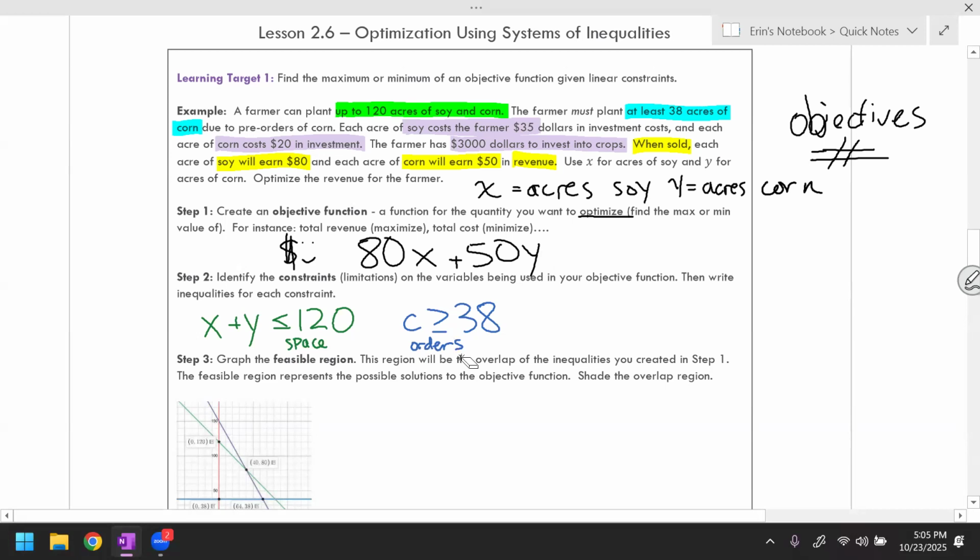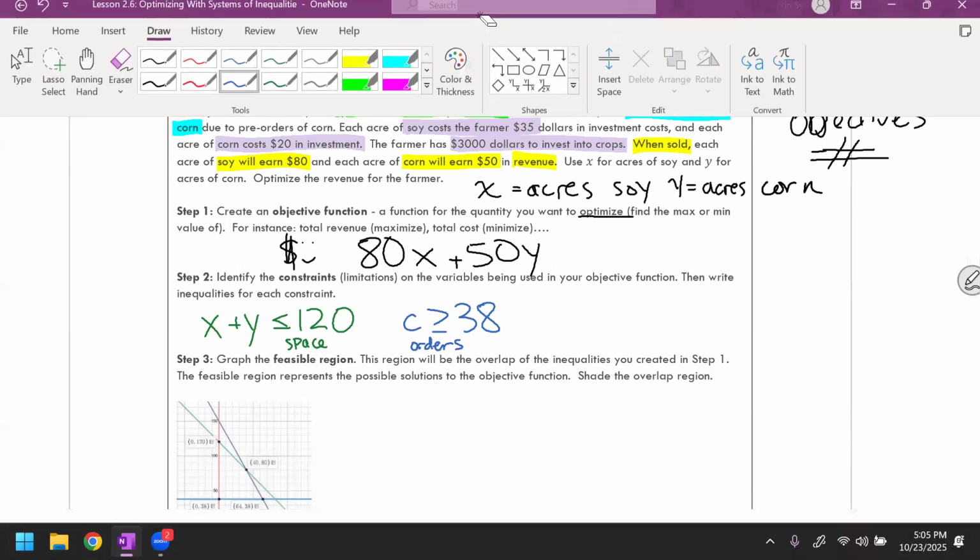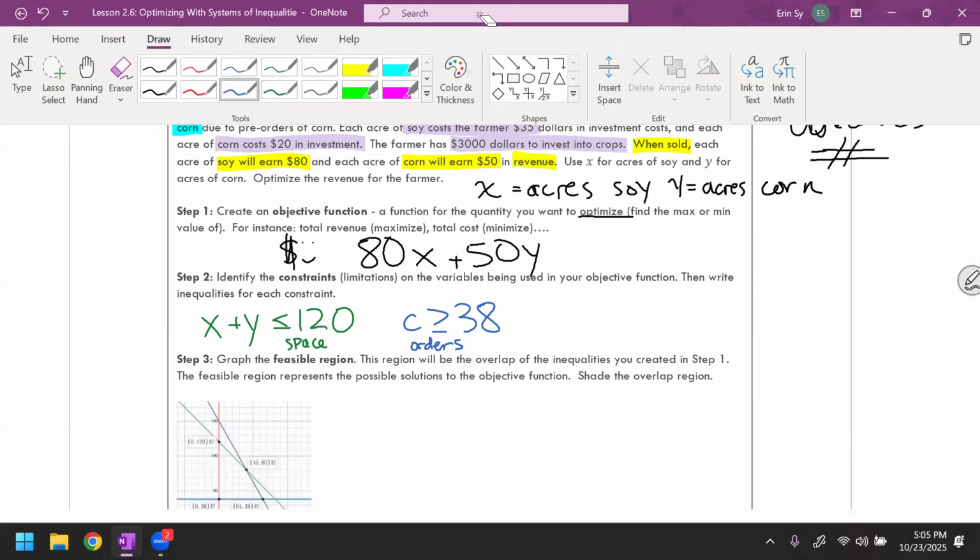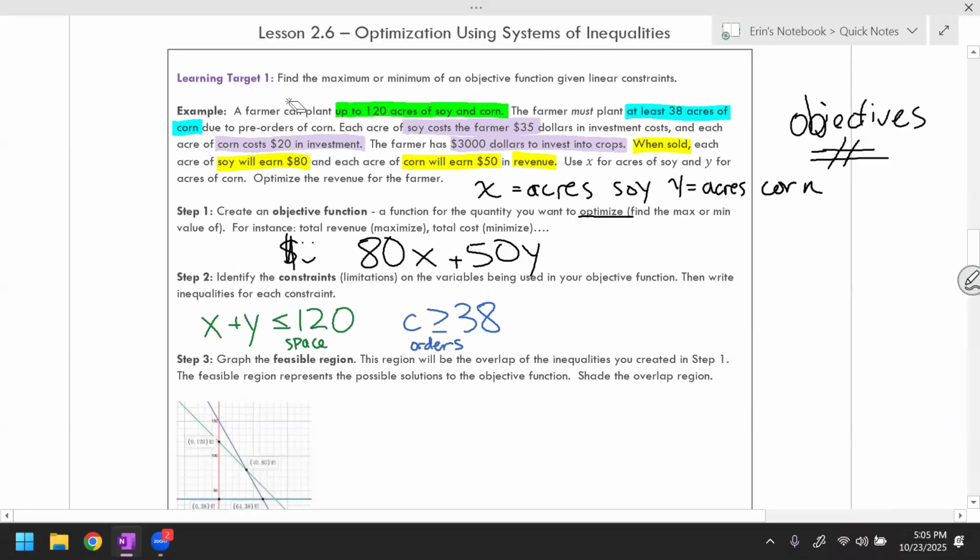And then finally, every acre of soy costs 35, every acre of corn costs 20, and I only have $3,000 of investment capital to spend. Don't confuse these expenses with revenue. So the amount I pay is going to be 35 times however much soy I plant plus 20 times however much corn I plant. And that can't be any bigger than 3,000 because that's all the money I have to spend. This is my budget.